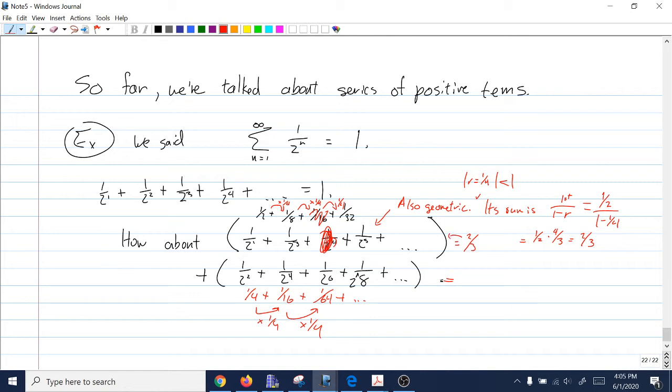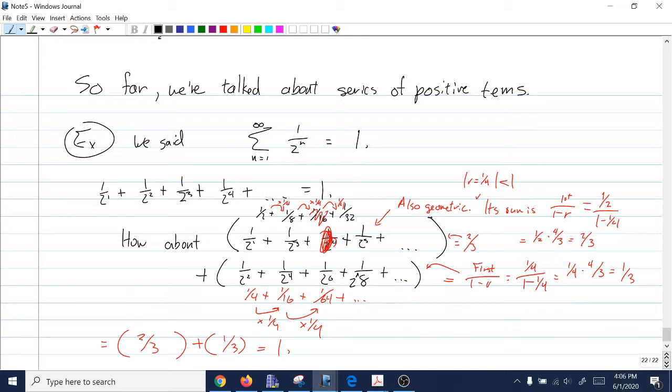This first series was 2/3. The series of the even terms turns out to be, again, it's geometric. Again, we can add it up, and it's first term over 1 minus r. That's 1/4 over 1 minus 1/4. That's 1/4 over 3/4, which is 1/4 times 4/3, which is 1/3. The first series adds up to 2/3. The second series adds up to 1/3. And this adds up to 1.